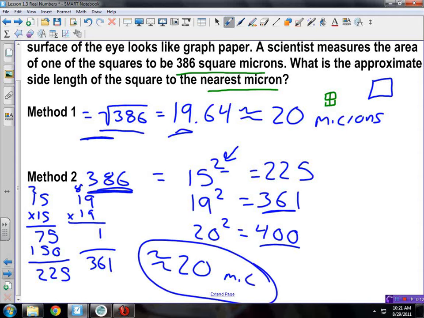Which way is easier? Method 1. Can you always do it with method 1? Sometimes you won't have a calculator, so you're going to have to use method 2. Now, the good news is in math class we all have calculators that we can use, so method 1 is what we're going to be using most of the time.